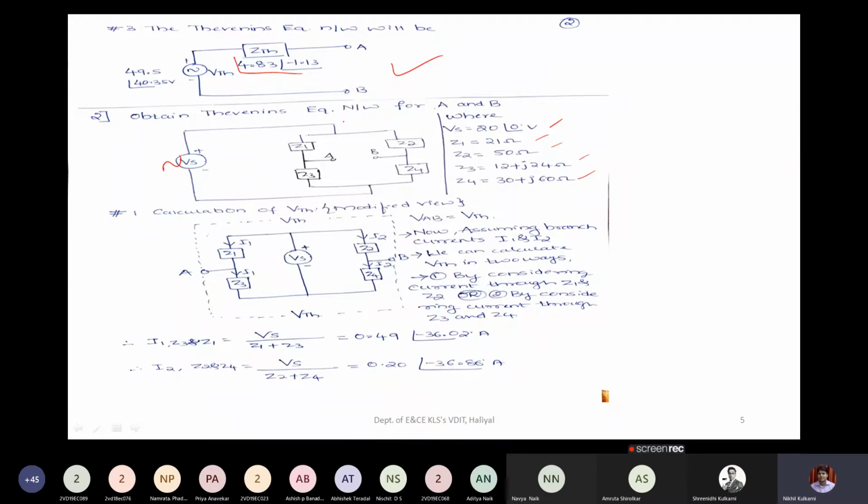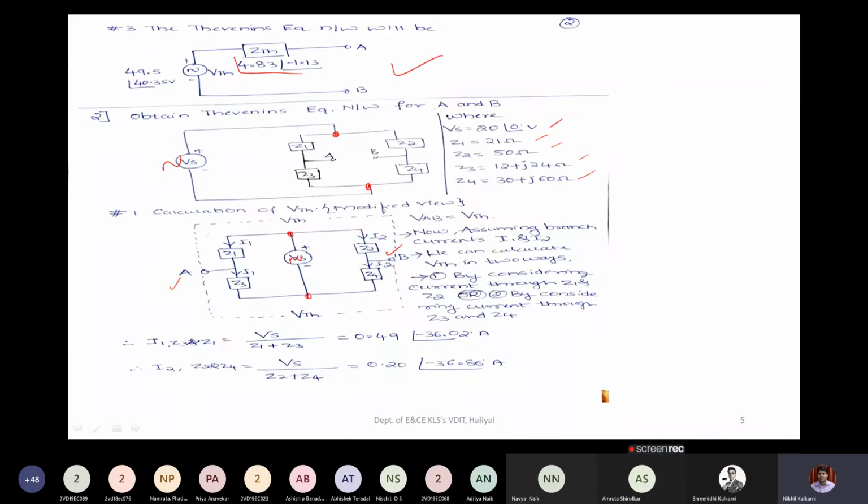Now, can I write this circuit like this? Just observe here what I have done. If you observe these 2 points, between these 2 points we have the voltage source, so I have just kept that voltage source there. And where are our A and B points? A point is in between Z1 and Z3, right? And B point is between Z2 and Z4. So is that clear now? The modified circuit.